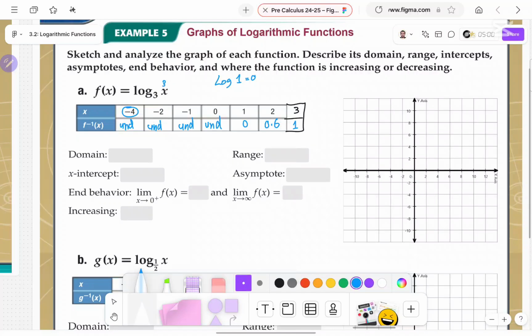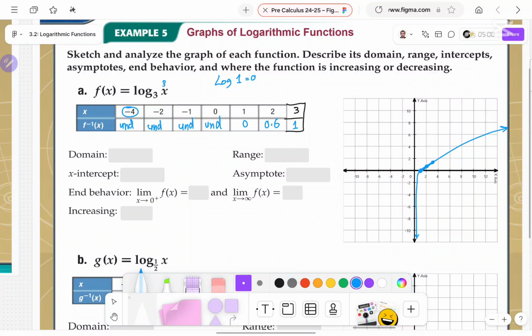Now let's plot the points. The first one is (1, 0), it should be here. Then the second one is (2, 0.6), so it should be here. Then (3, 1), so it should be here. Now I can graph the function. It will be a growing function, and this one will go close to the y-axis, similar to this. Okay, so this is the logarithmic function.